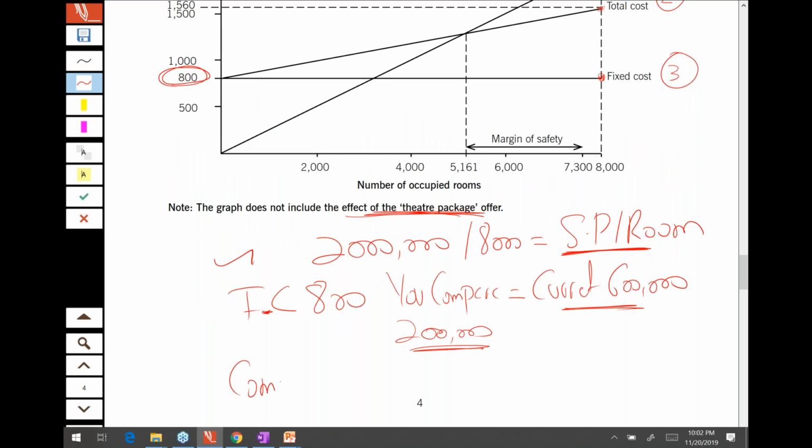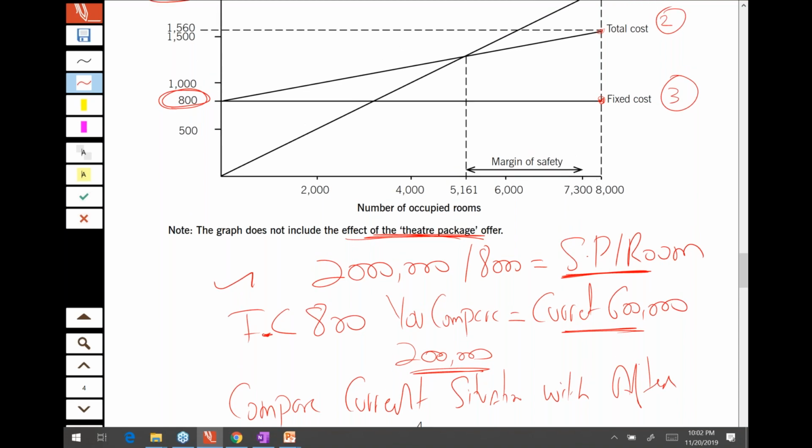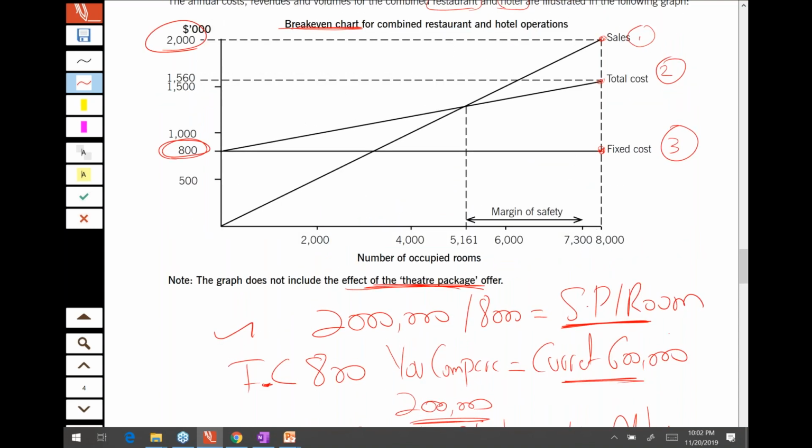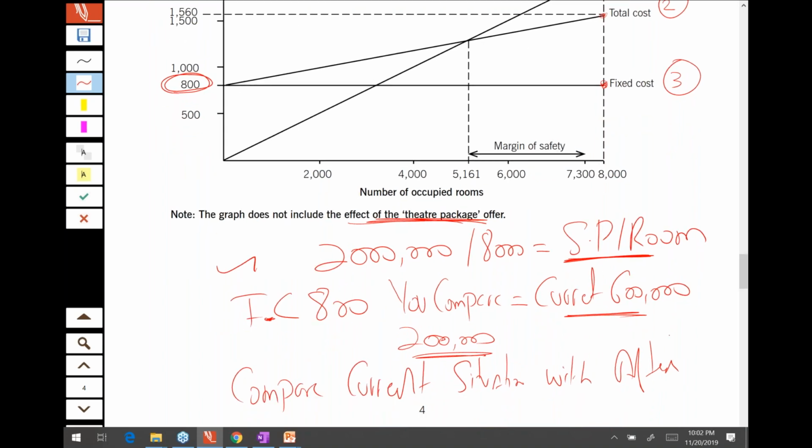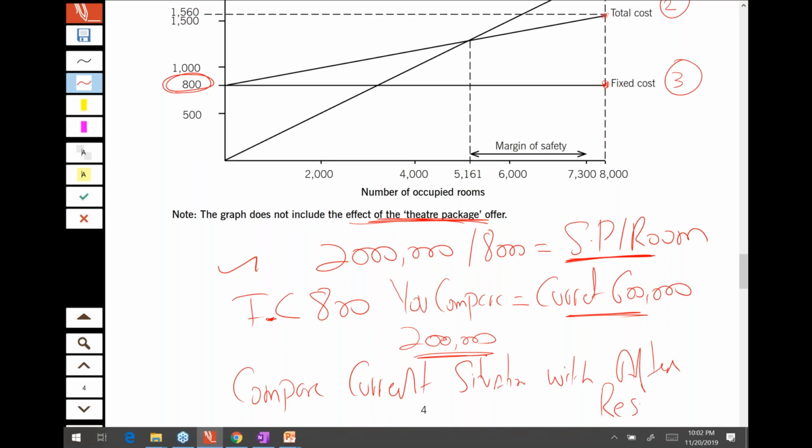Simple, compare the current situation with after the restaurant, after the restaurant. Okay, by using the numbers, by using the graph.